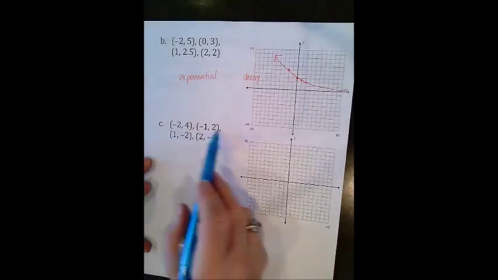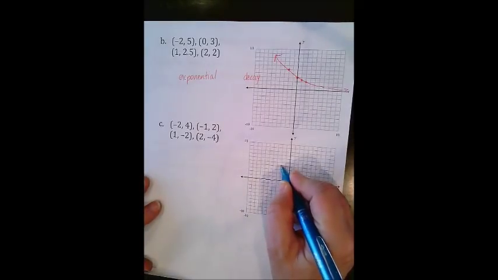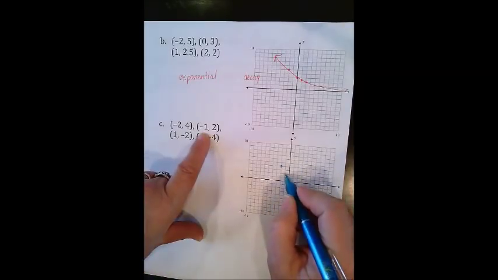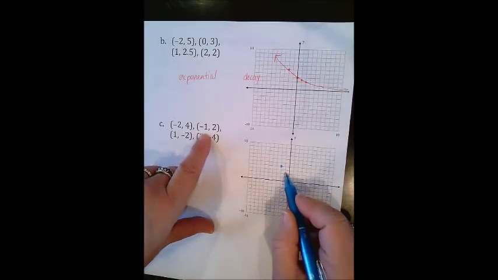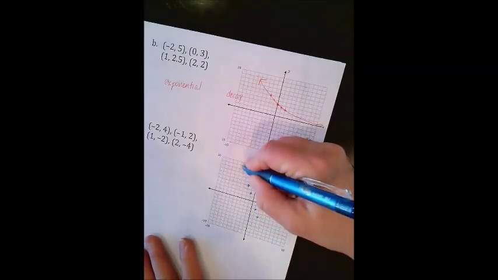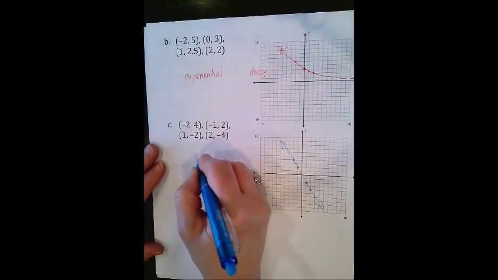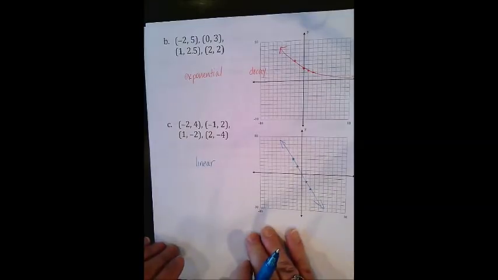Okay, we're going to try these points and see what they look like. If I have a negative 2 and up 4, positive 1 and down 2, oh, I missed this one, negative 1 and up 2, and over 2 and down 4. So I've got negative 2, 4, negative 1, 2, over 1, 2, and over 2 and down 4. And these are forming a straight line, and that makes these linear. So that's all things based on things that we've learned previously regarding exponential, linear, and quadratic models.